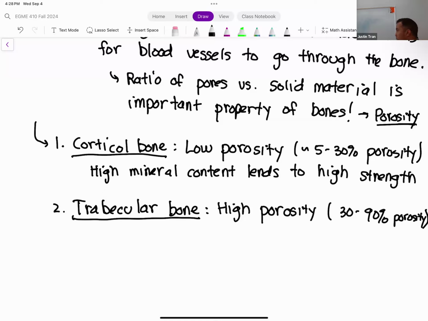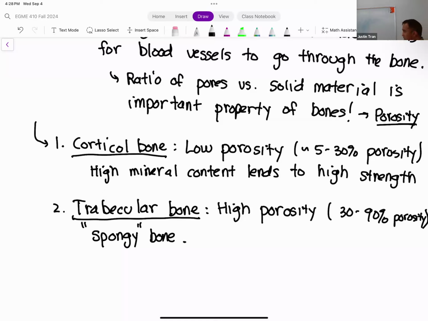And so, way more so than cortical bone, trabecular bone has the informal name of spongy bone. Okay. Because if you look at it, it kind of looks like a sponge.